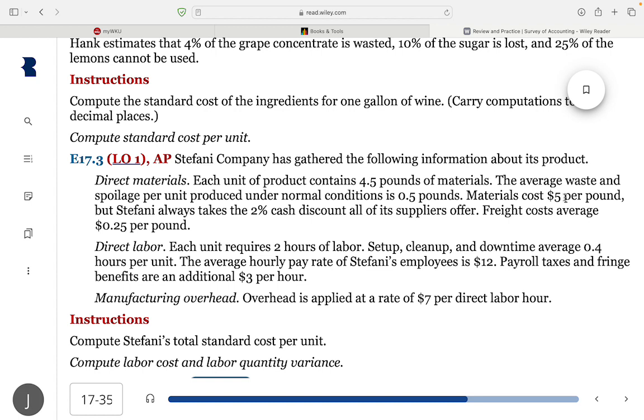And the cost per pound has to take into account any discounts that we might be taking advantage of. And if we have to pay for shipping, that also has to be added in. So watch this in your practice problems and let me know if you have questions about any of the details.